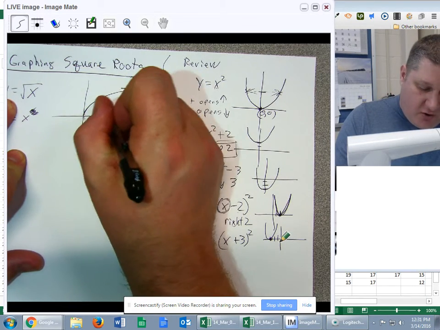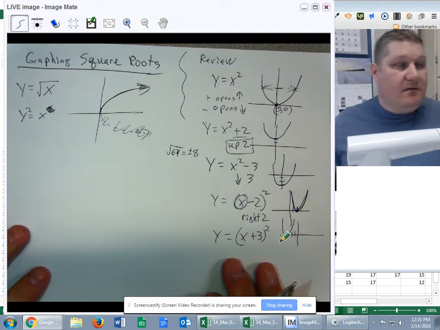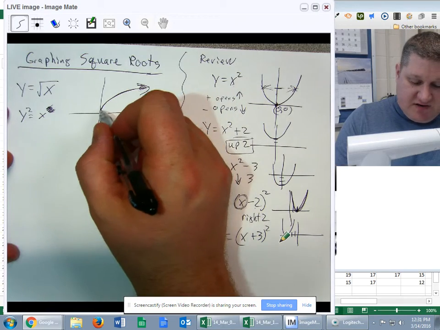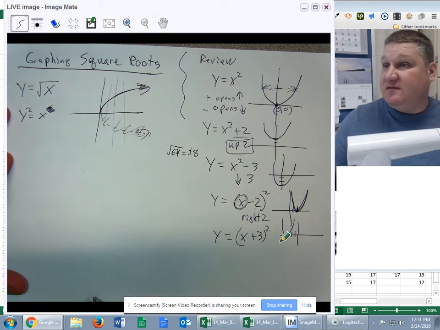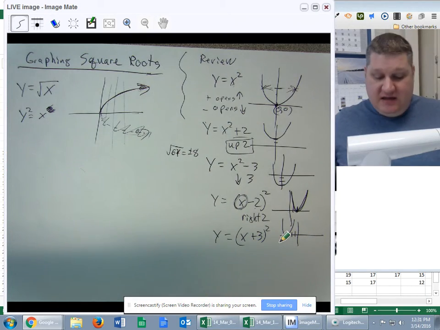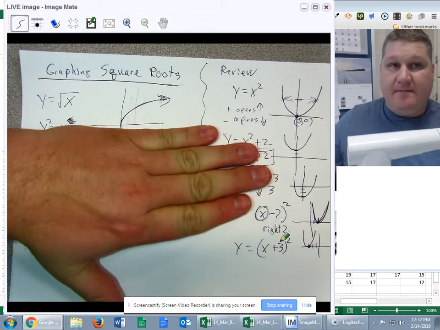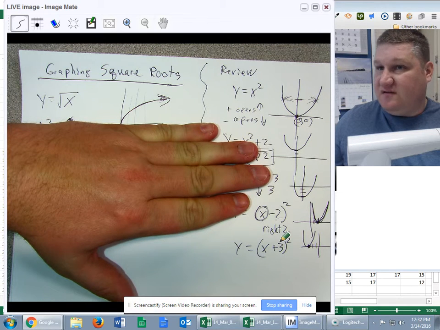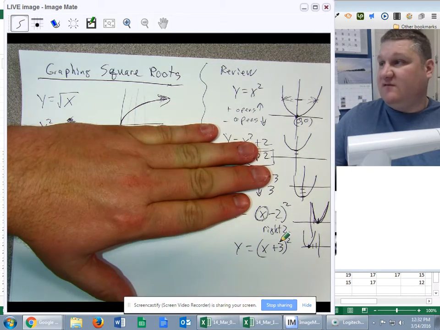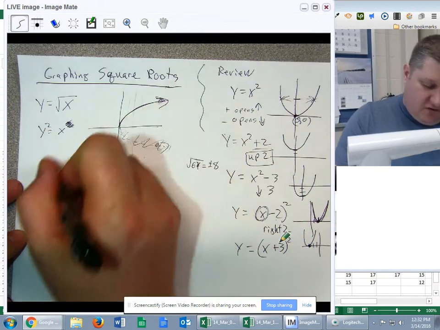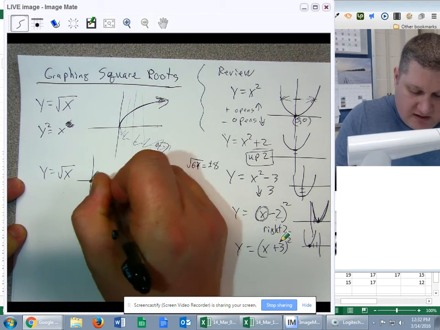How come I only show the top and I do not show the bottom anymore? Does anybody know why? Because if I showed the bottom, would it be a function that passes the vertical line test? No. So what we do is we take this nice parabola, we turn it on its side, and then we pay no attention to the graph below the x-axis curtain, because we're just ignoring it because it causes us problems. So this is your graph, y equals the square root of x, starts at 0, 0, and is half a parabola this direction.